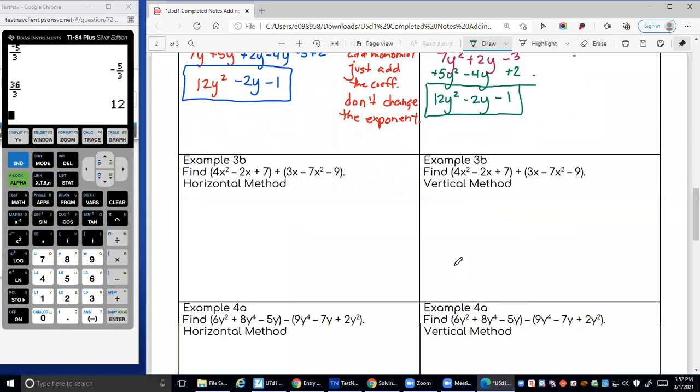So let's go ahead and let's look at example 3B, okay? So again, here we're adding. We're gonna go ahead and stack this up. It's already like degree of 2, degree of 1, degree of 0, so it's already in standard form. 4x squared minus 2x plus 7.